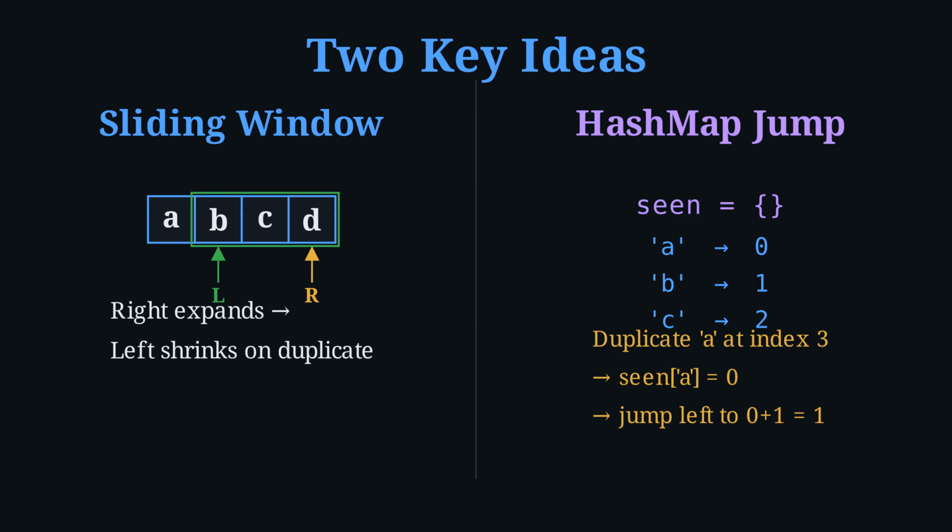Second, the hashmap jump. A set only tells you whether a character exists. A dict tells you where it was last seen. Location is what lets you teleport. When you hit a duplicate, you don't crawl left 1 step at a time. You jump directly to one past the last position of that character. That is what keeps both pointers moving forward in a single pass. One subtle invariant. The stored index has to be inside the current window for the jump to be valid. The check seen[c] greater than or equal to left filters out stale entries that predate the window, making it safe to never clear the map.